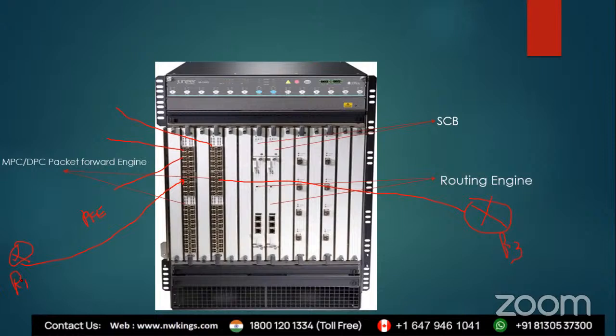So I'm trying to reach from R1 to R3, this is R2. The packet will hit on this line card, the MPC card, and it will not be sent to the routing engine. The packet processing and the routing lookup will be performed here only, at the PFE level. It will do the route lookup in the forwarding table and send this packet towards the line card to R3. This is transit traffic, so there is no burden on the routing engine. Because of this, we can say the CPU process is also stable for transit traffic.